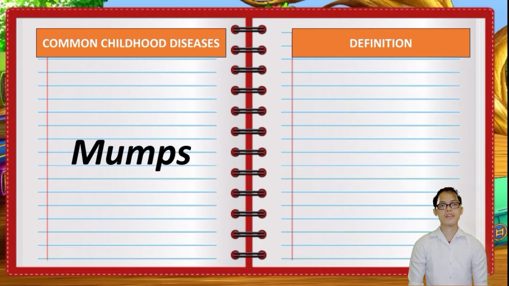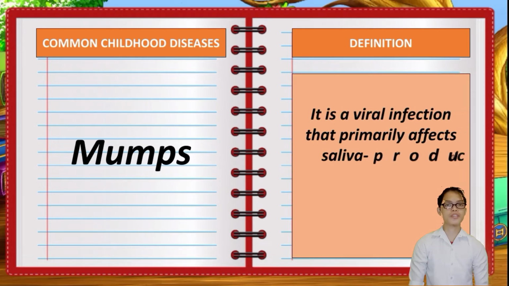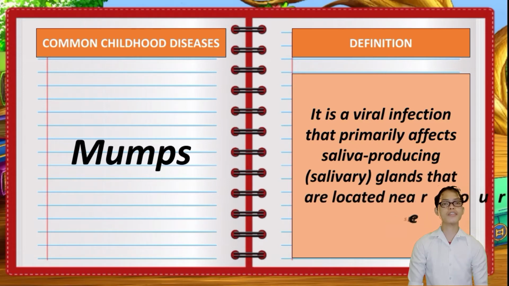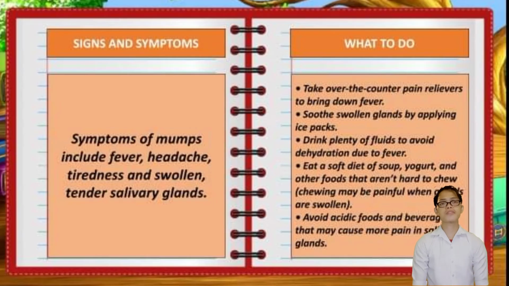Next is mumps. It is a viral infection that primarily affects saliva producing glands that are located near your ears. Symptoms of mumps include fever, headache, tiredness, and swollen, tender salivary glands. What are you going to do if ever you get mumps?